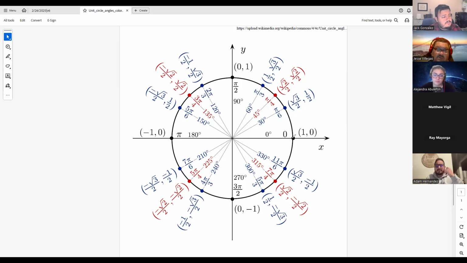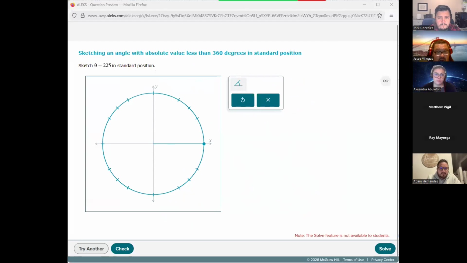If you go negative 45, you'd be going to here, downward. Even though the positive angle is different, negative 45 is the same spot as positive 315. It's just going in a different direction, ending up at the same spot. Okay? So this next question. Can y'all see the question? Oh, yeah.